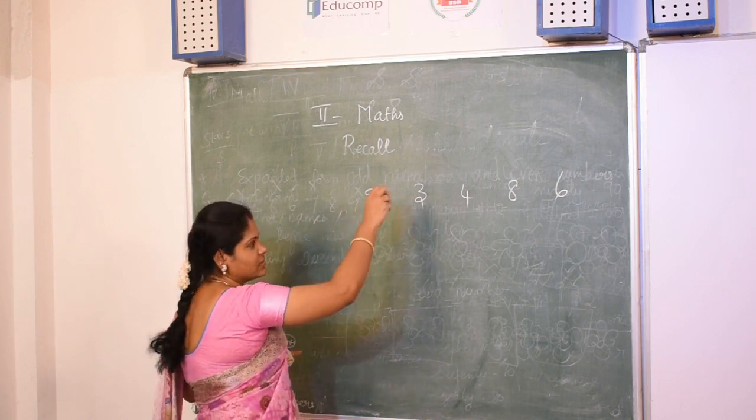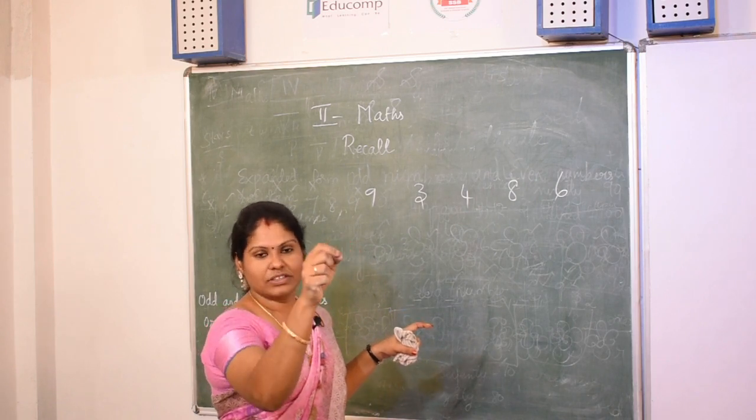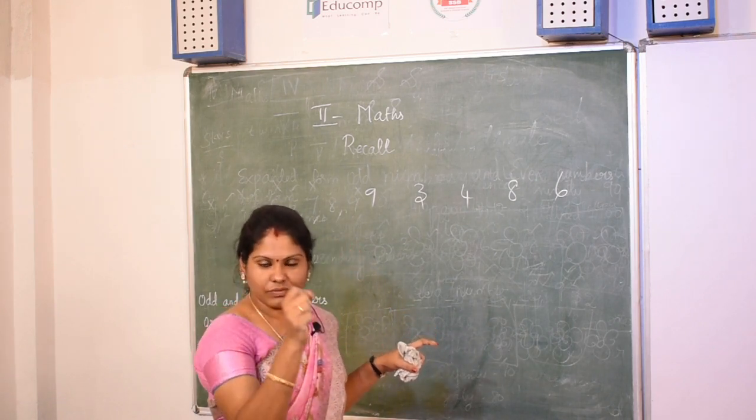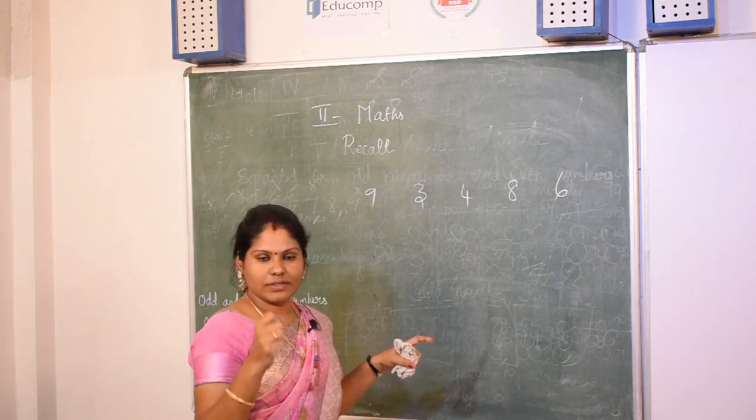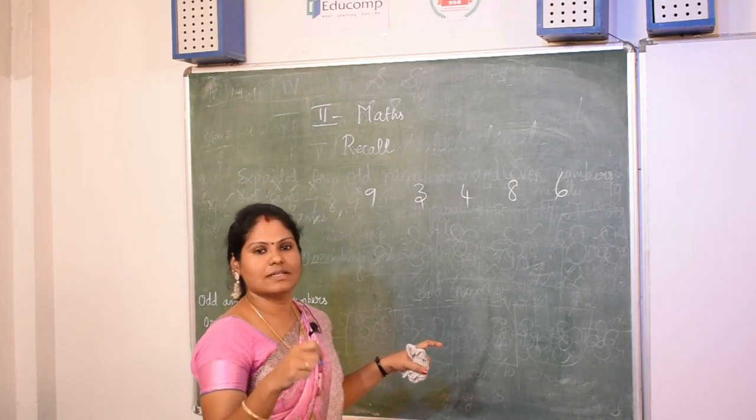So we can write here until you get it memorized. Until you get it memorized, write on the top of your notebook which are the even numbers and which are the odd numbers. Once you are ready with the even and odd numbers, you can start doing the sums easily.